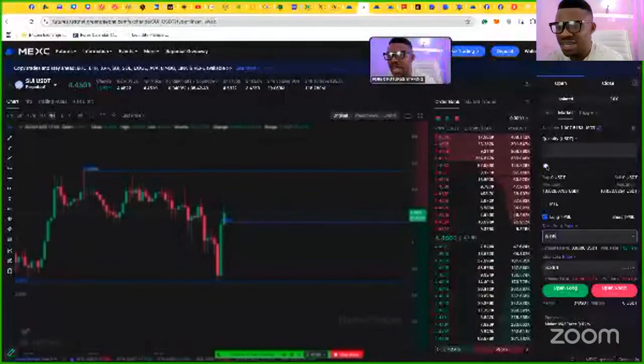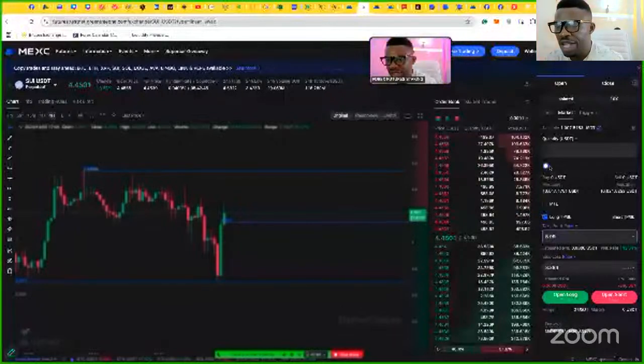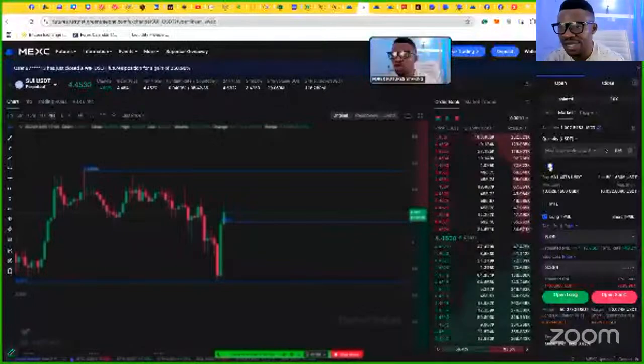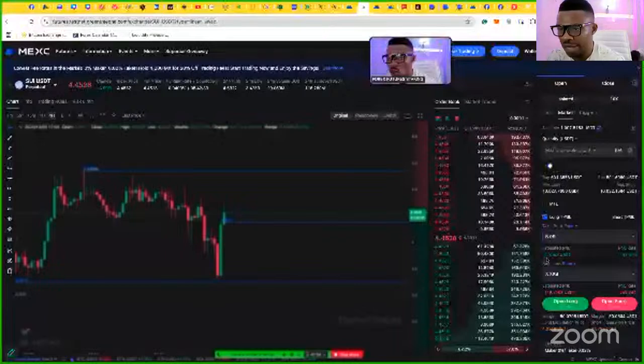Whenever we drag the quantity, it will show us the money. How much are we going to make using 5% quantity? We are going to be making $71 USDT if the trade works out well. If the trade doesn't work out well, we are going to lose $119.